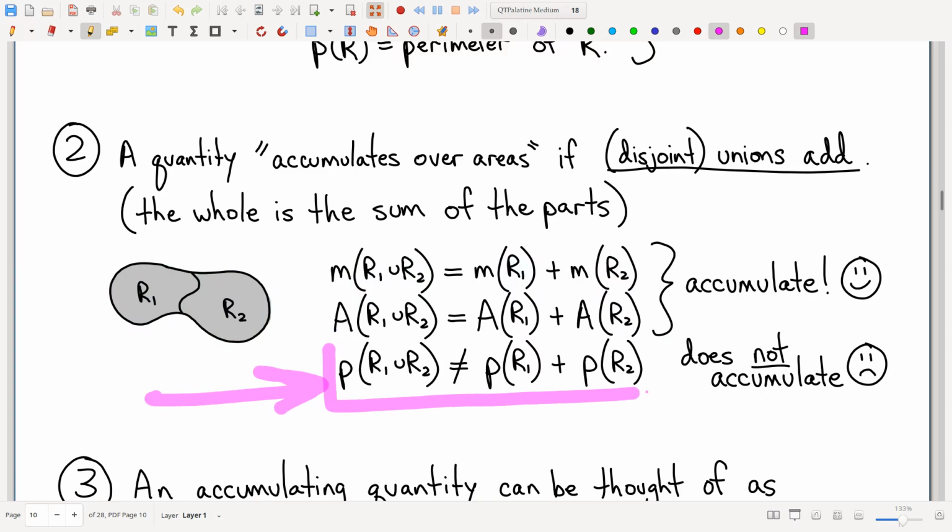Not everything accumulates. Perimeter does not accumulate. The perimeter of the whole is not the same as the sum of the perimeters of the parts. It's just not. Everybody see what I'm talking about? So accumulation is a nice feature. Accumulation is actually a really important feature of quantities, but you cannot assume that it's true. It's very special when that actually happens. Okay, are we doing okay? Everybody's quiet? Okay. All right.